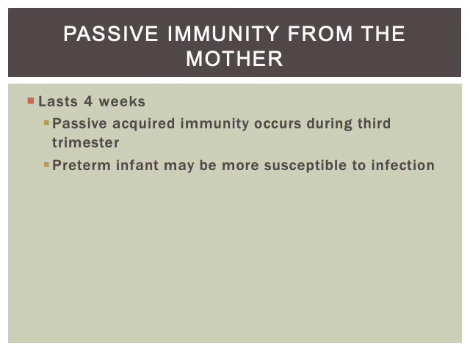Passive immunity from the mother. Maternal immunoglobulin G, or maternal IgG, which crosses the placenta, is transferred to the fetus during the third trimester. This passive immunity usually lasts for 4 weeks, and passive acquired immunity occurs during the third trimester, as I just said earlier.